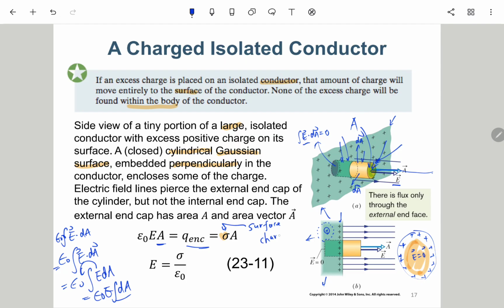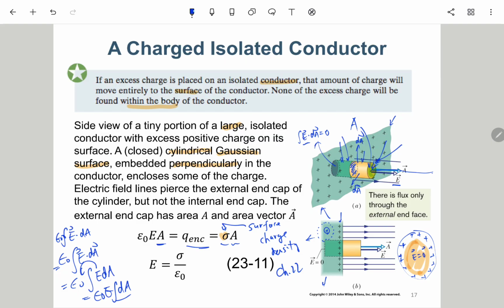Surface charge density in chapter 22, if you still remember. This is the surface charge density. As long as the charges distribute uniformly, this sigma is a constant over the whole surface, and multiplied by the area, the surface charge density times the area will be the total charge amount on this surface.